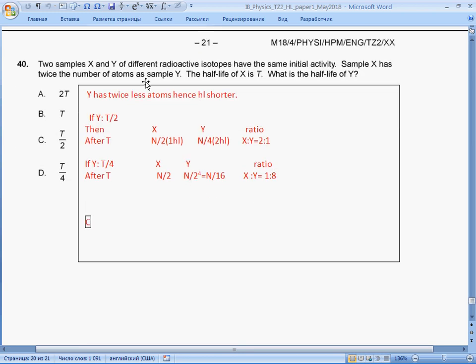Two samples X and Y have the same initial activity. Sample X has, I would add here now, twice the number of atoms of Y. The half-life of X is T. What is the half-life of Y? Because Y has half the atoms, its half-life is shorter, either T over 2 or T over 4. After time T, here we have one half-life and two half-lives. So N over 2, N over 4, the ratio is 2 to 1. So it is correct answer C. T over 4 gives us a ratio of 1 over 8.